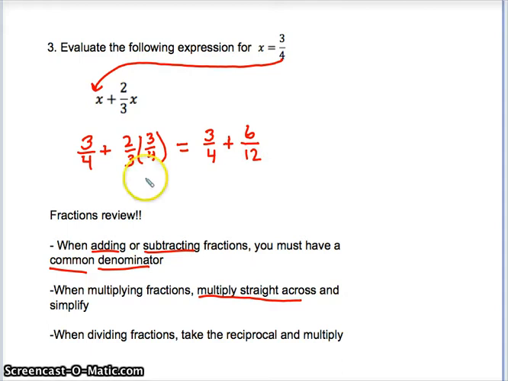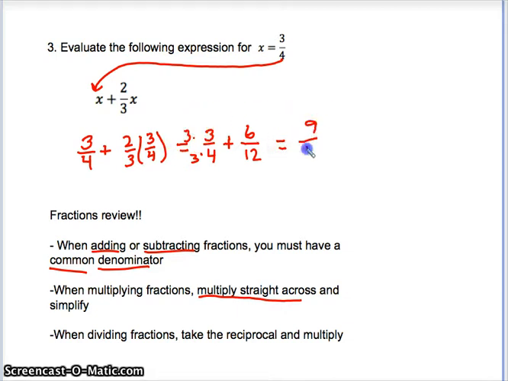All right, now I've got addition. Before I can add, I have to have common denominators. So, since I can get 4 to be 12, let's make 12 our common denominator. What will I have to do to 4 to get to 12? Well, I multiply it by 3. I do the same thing to the top. So, I'll rewrite my expression with the common denominator.